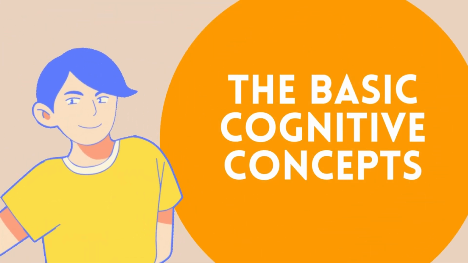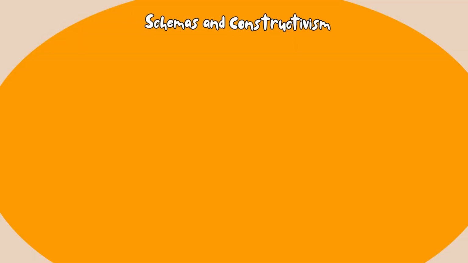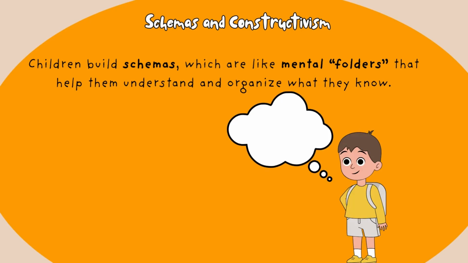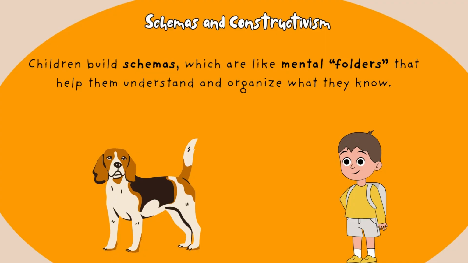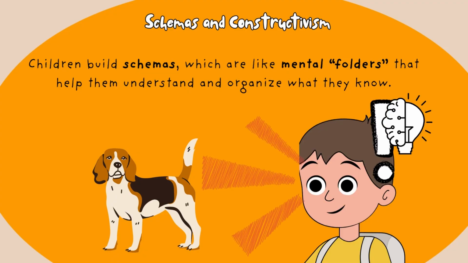Basic cognitive concepts. So first, we have here the schemas and constructivism. When we say schemas, it is like mental folders where you store all your knowledge and information. For example, a kid has a schema for dog, like we already know that the dog has 4 legs, fur, tail, and barks. So by that, every time makakita or maka-encounter siya ug iro, automatic na siya makarelate ana nga schema.